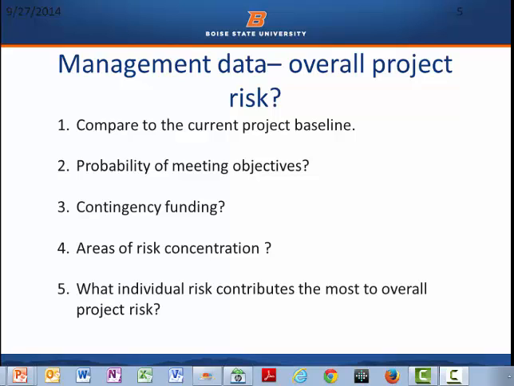What are some of the business drivers or management data for understanding the total project risk? You want to compare, obviously, to the project baseline, what your plan was originally. Probability of meeting objectives, that's always an important one. Contingency funding: do you need more? Do you need less? Have you managed these kinds of activities? Where are your areas of risk concentrated? And what is always a key point and should be asked in all review meetings of a project manager: what individual risk contributes most to the overall project risk? Or basically the question is, what risk keeps you up at night the most, thinking about how to make this a success for your project?